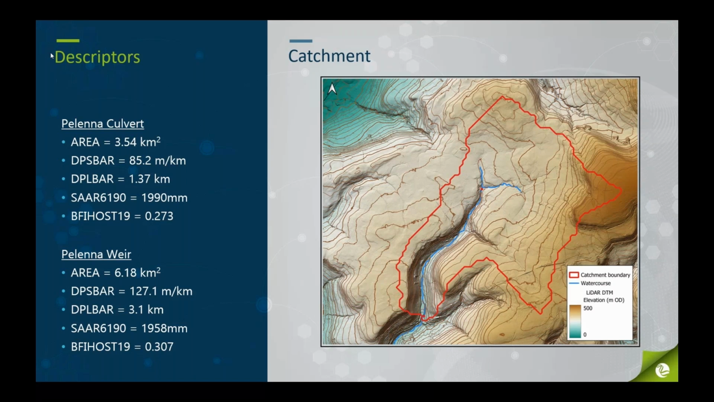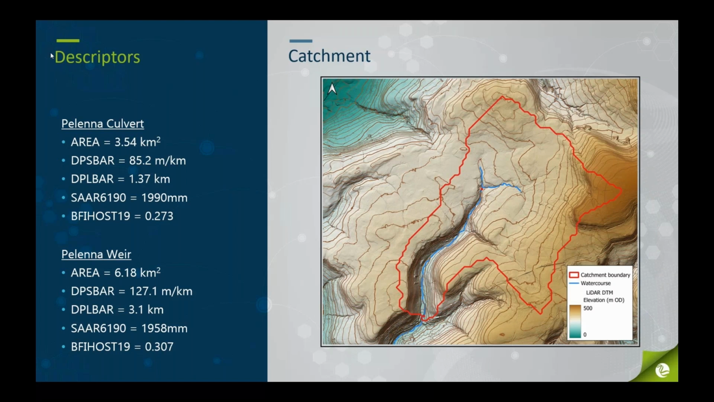Then looked at some of the catchment descriptors. So the DPS bar gives us an idea of the steepness of the catchment. So it's 85 meters per kilometer for Pelena Culvert, and it actually gets steeper as we go downstream to Pelena Weir, which might seem a little unusual, but if we look at the shape of the catchment area, we can see that it actually narrows as it goes downstream, and it becomes a really quite steep-sided valley. DPL bar is average drainage path length. As you expect, that slightly increases between the two sites as the catchment area increases.